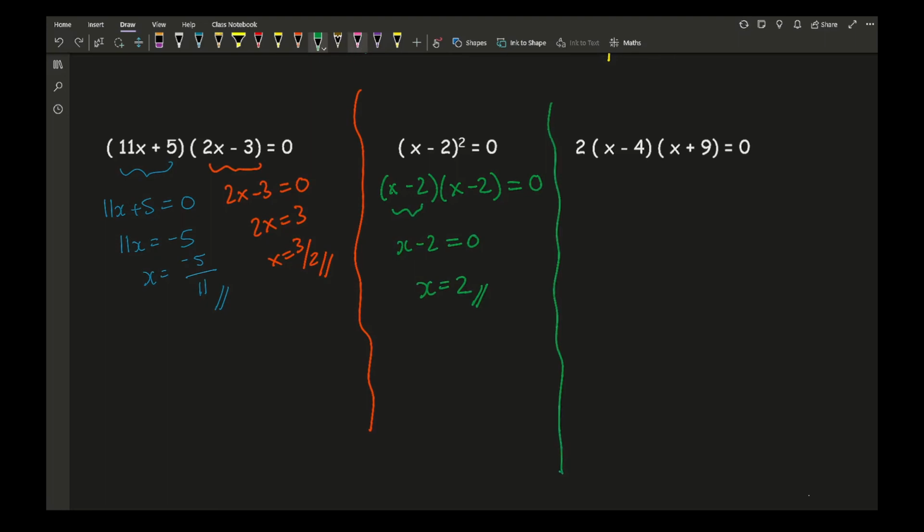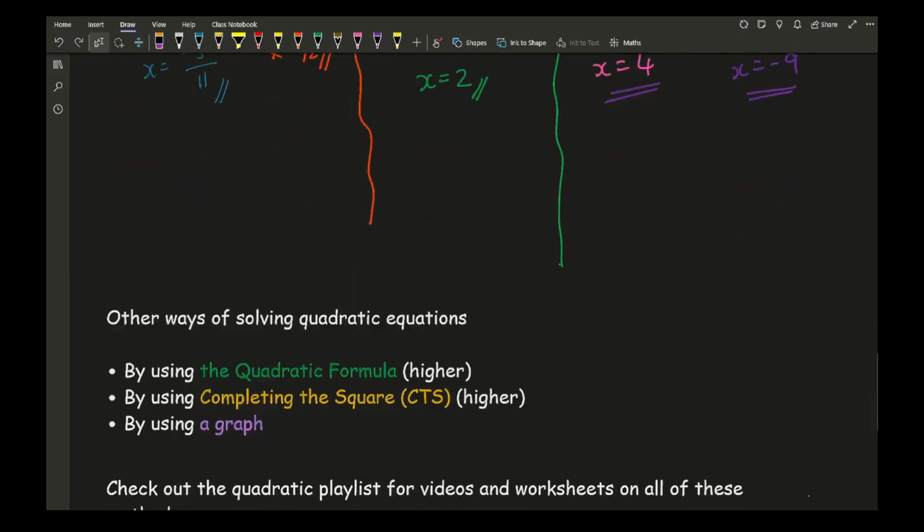Now when you've got a number in front of a bracket, then that doesn't really make a difference, because again, 2 can't equal 0, so that must always stay 2. So it's one of the brackets that must equal 0. So I've got x minus 4 equals 0, so again, I've got x equals 4. And then taking the second bracket, I've got x plus 9 equals 0. Take the 9 over, so I've got x equals minus 9. So again, I've just got two solutions of 4 and minus 9 for that particular question.